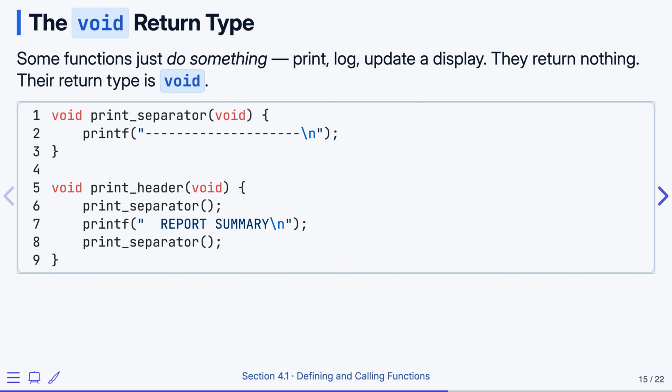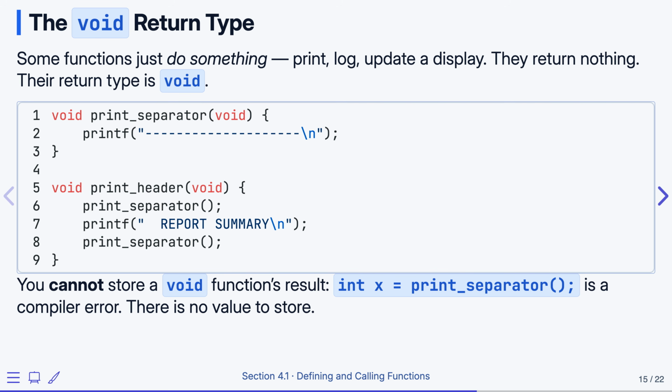print_header is also void. It calls print_separator twice, because functions can call other functions, and prints a title between them. One warning: you cannot store a void function's result. Writing int x = print_separator() is a compiler error because there is no value to store.